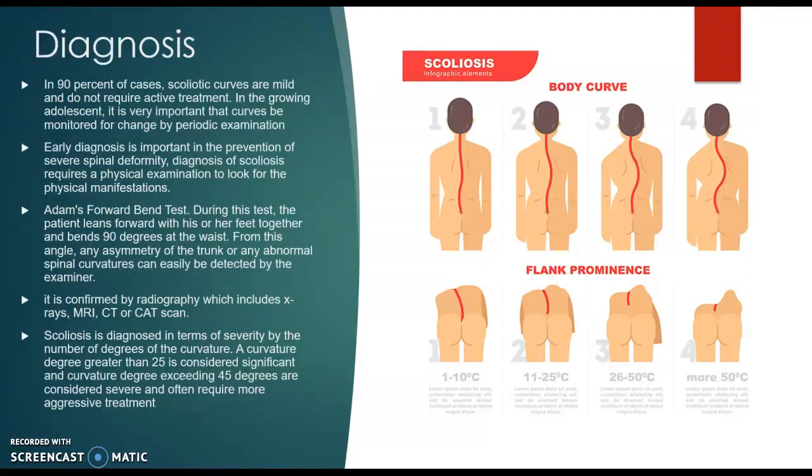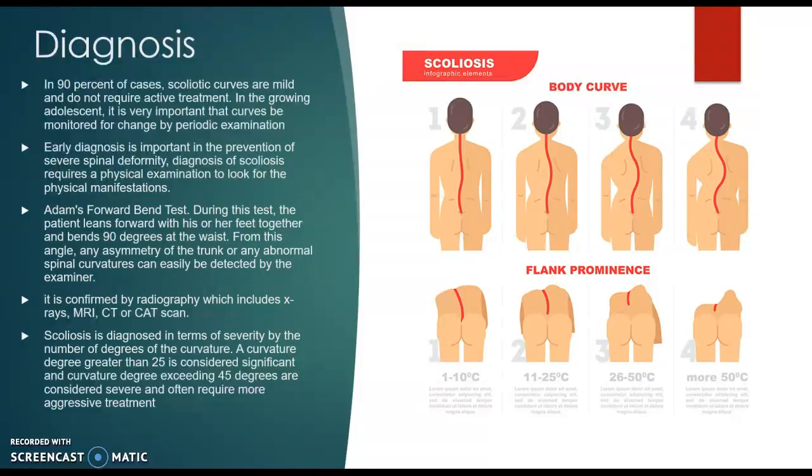Diagnosis. In 90% of cases, scoliotic curves are mild and do not require active treatment. In the growing adolescent, it is very important that the curves be monitored for change by periodic examination. Early diagnosis is important in the prevention of severe spinal deformity. Diagnosis of scoliosis requires a physical examination to look for the physical manifestations.